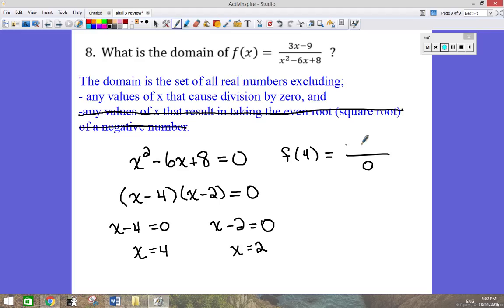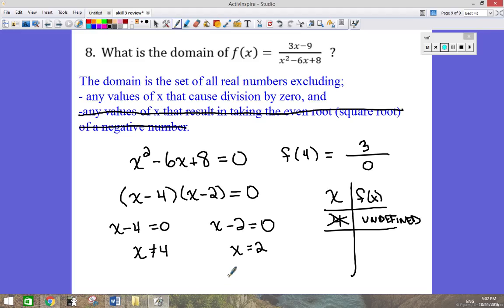Now the numerator, 3 times 4 is 12, and 12 minus 9 is 3. But the problem is 3 divided by 0 is undefined. So if I'm going to list ordered pairs, or make a table of values, if I have x is 4, I don't have a y value to put here because 3 divided by 0 is not a real number. So it's undefined. And therefore we can't allow 4 to be in the domain. So we're going to exclude 4 from the domain.